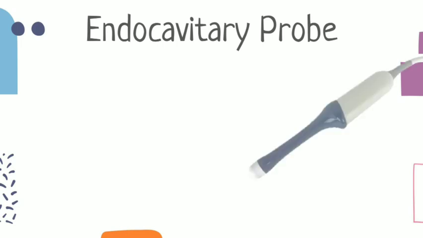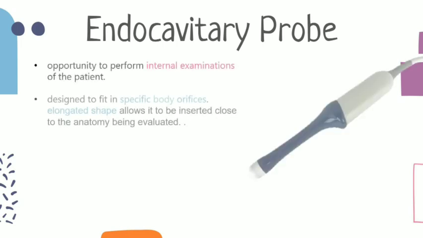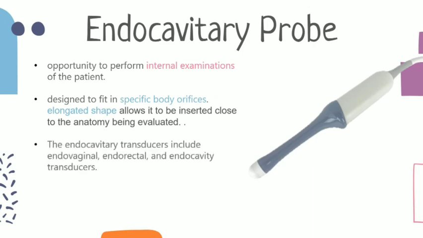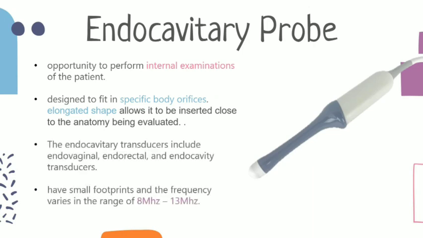Endocavitary probes are specialized for internal examination. They were designed to fit in a specific body orifice. The shape can be elongated, which allows it to be inserted close to the anatomy being evaluated. The endocavitary transducers include endovaginal, endorectal, and endocavity transducers. It has a small footprint with a frequency varying from 8 MHz to 13 MHz.